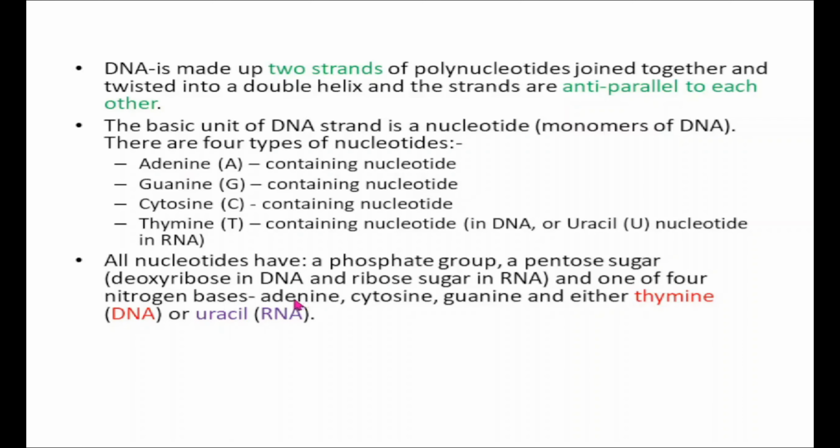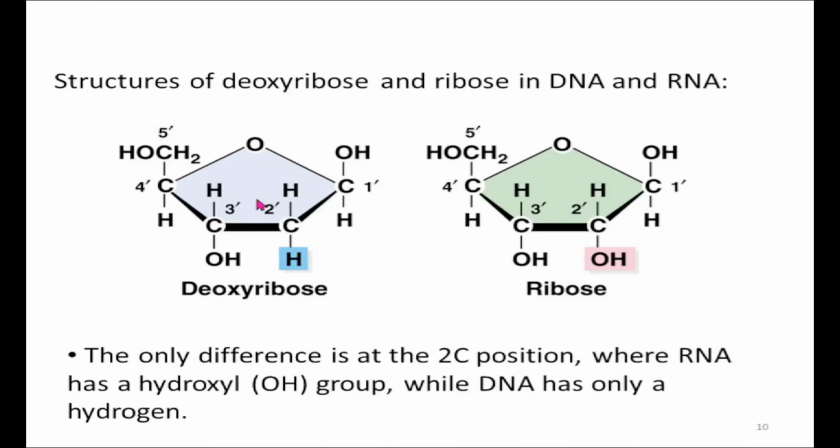The nitrogenous bases in a nucleotide are adenine, cytosine, guanine, thymine or uracil. Thymine in DNA, uracil in RNA. There is no thymine in RNA, and there is no uracil in DNA. Now the structures of deoxyribose and ribose. What is the difference between deoxyribose and ribose? It is a very slight difference, which makes a huge difference.